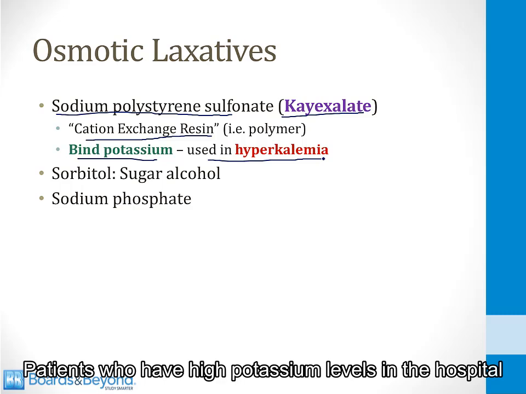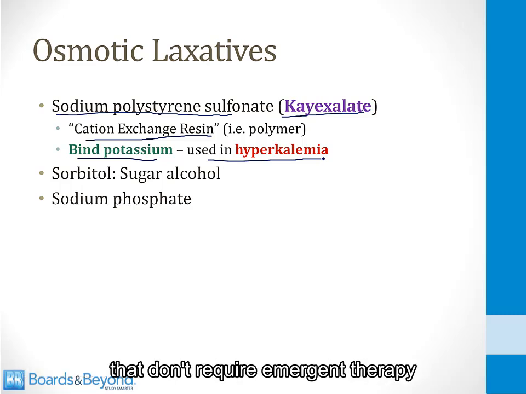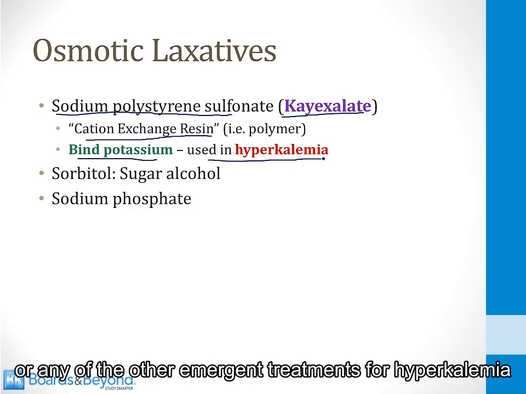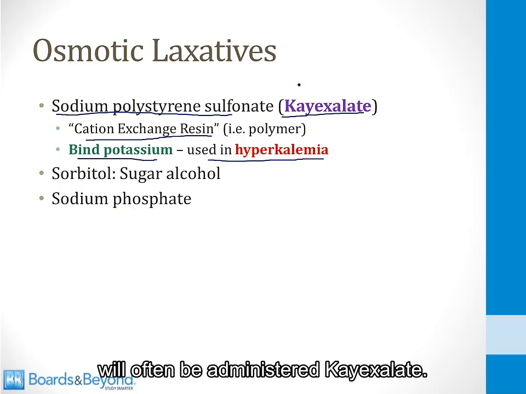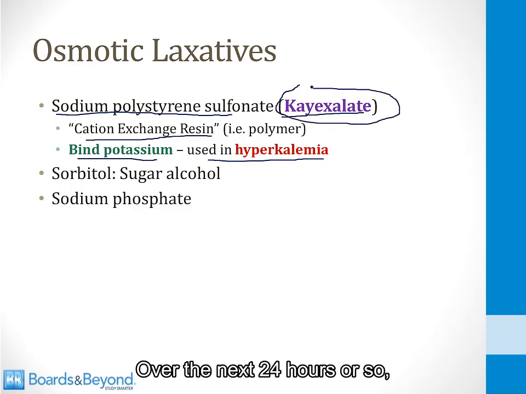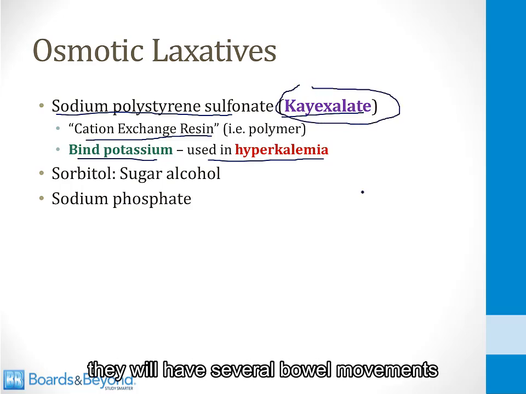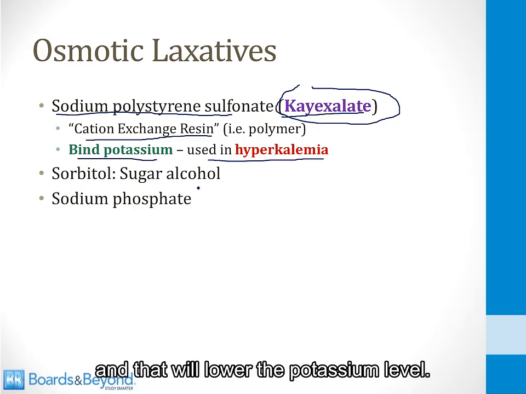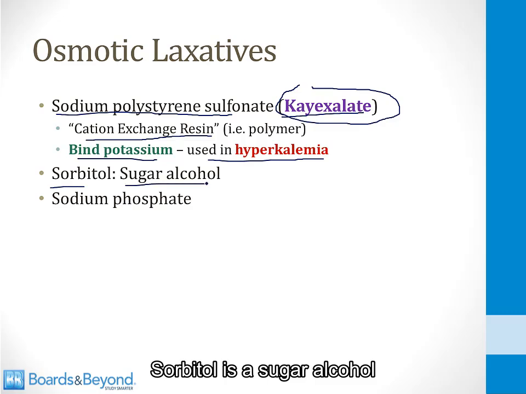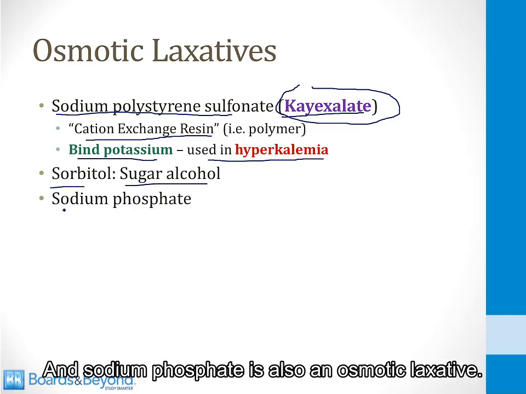Patients who have high potassium levels in the hospital that don't require emergent therapy with dialysis or insulin or glucose or any of the other emergent treatments for hyperkalemia will often be administered Kayexalate. Over the next 24 hours or so, they will have several bowel movements, and that will lower the potassium level. Sorbitol is a sugar alcohol, which functions as an osmotic laxative, and sodium phosphate is also an osmotic laxative.